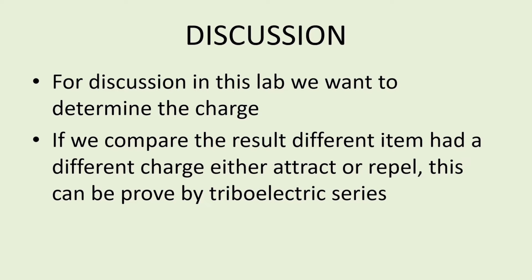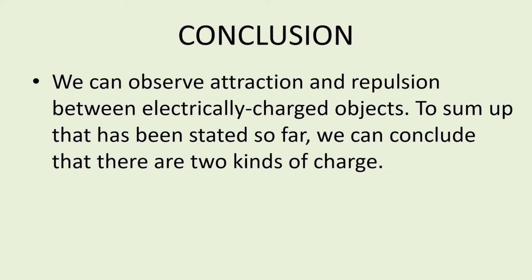The triboelectric series is a list that ranks materials according to their tendency to gain or lose electrons. Conclusion: we can observe attraction and repulsion between electrically charged objects. To sum up what has been said so far, we can conclude that there are two kinds of charge, which are in some way opposite.